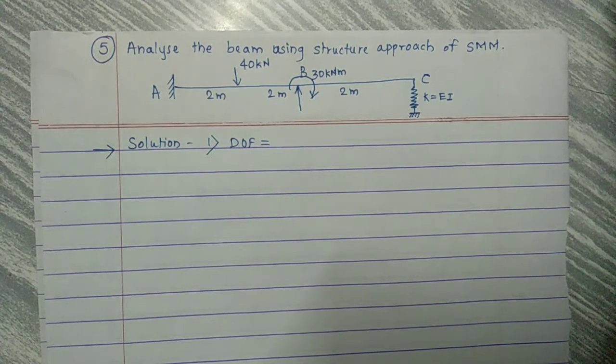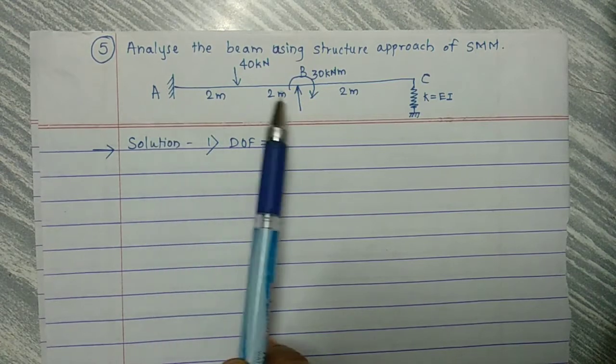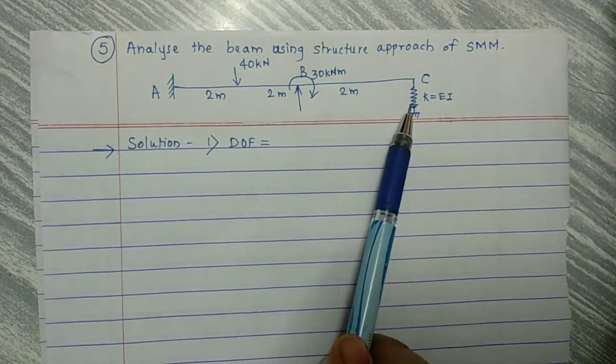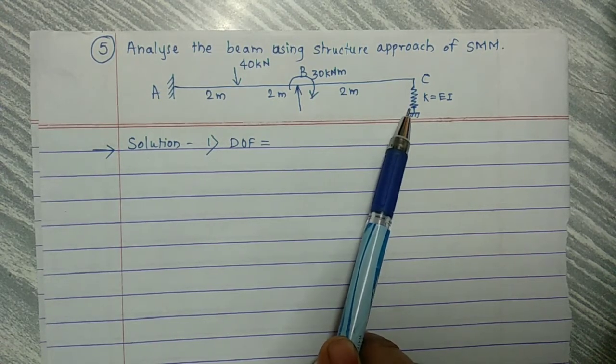So here is the problem statement. Analyze the beam using structure approach of stiffness matrix method. This is the beam given. Support A is a fixed support, B is a simple support, and C is a spring support. So this fifth problem is of type beam with spring support.